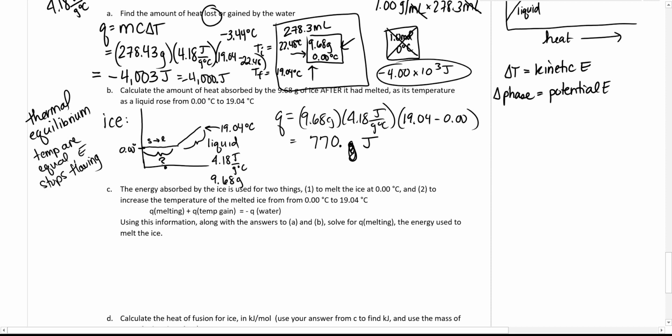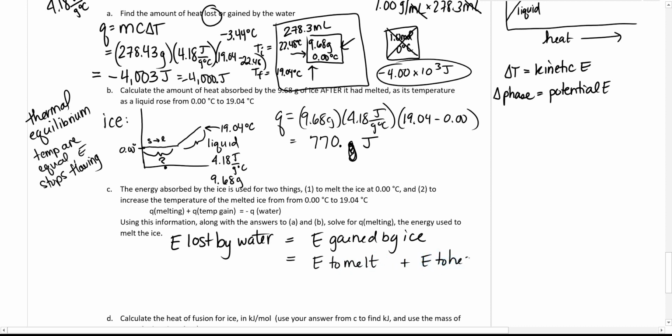This is an experiment we could do in the lab, where we could figure out how much energy was absorbed turning that solid ice into liquid at 0 degrees. So what we know is the amount of energy lost by the water is going to be equal to the energy gained by the ice. And we know that the energy gained by the ice went to 2 different places. There was the energy to melt the ice, and there was the energy to heat the melted ice from 0 to 19 degrees.